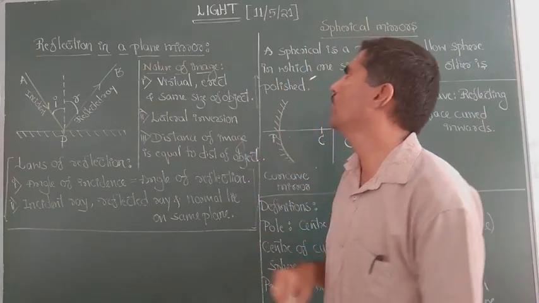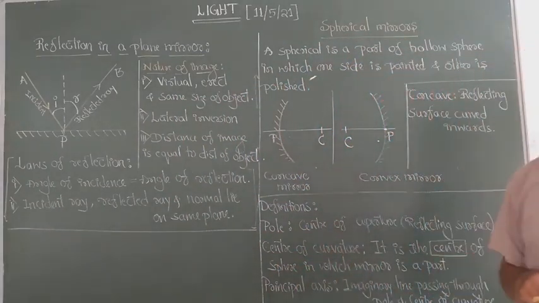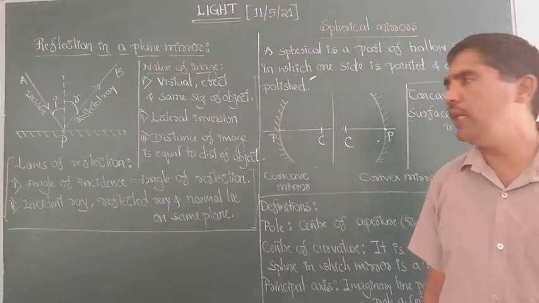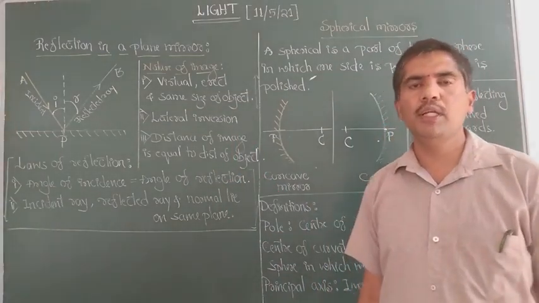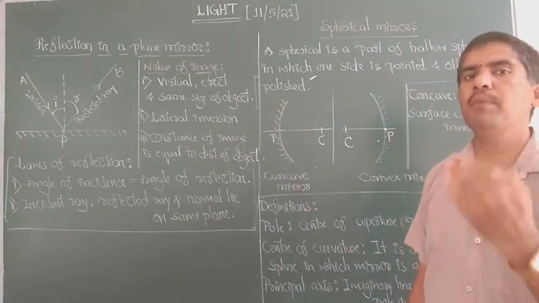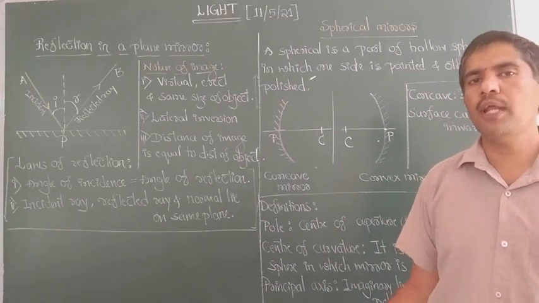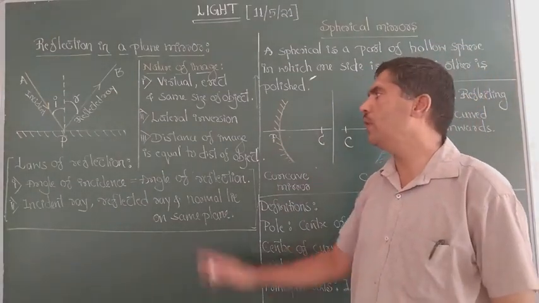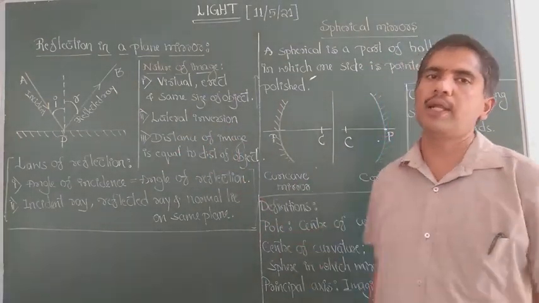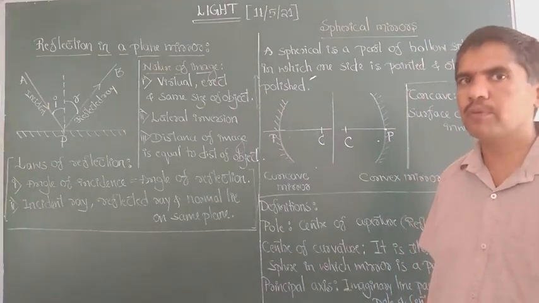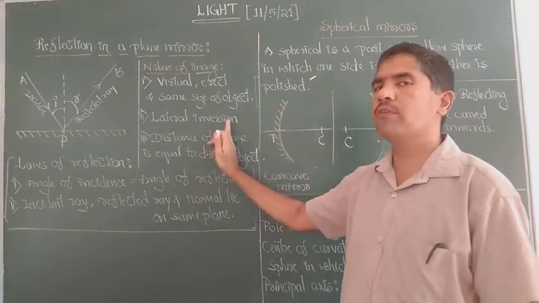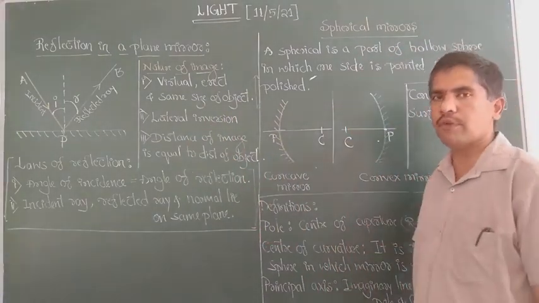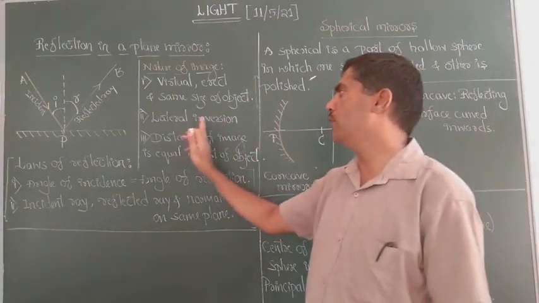In addition to these, one important thing is the image formed in a plane mirror is laterally inverted. That means it is sideways reversed. If you stand in front of a plane mirror, your left appears to be right, right appears to be left. That is what we call lateral inversion. Lateral inversion means a sideways reversed image is formed in a plane mirror.